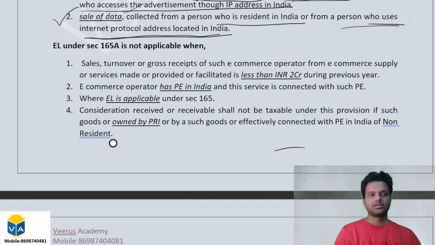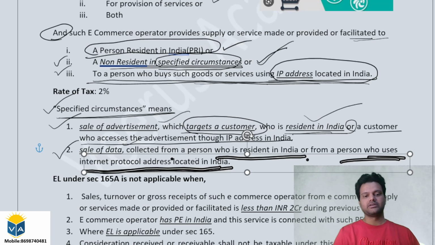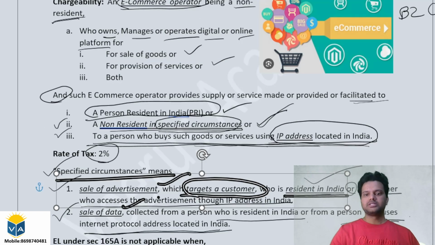Okay. So these two specified circumstances we have covered. Now we have covered the specified circumstances point also. So we have covered all the 3 points. Now till now what we have learned under section 165, let us summarize. So section 165A is applicable to the e-commerce operator who is a non-resident. And that e-commerce operator is providing the product, that is supply or the services or both.